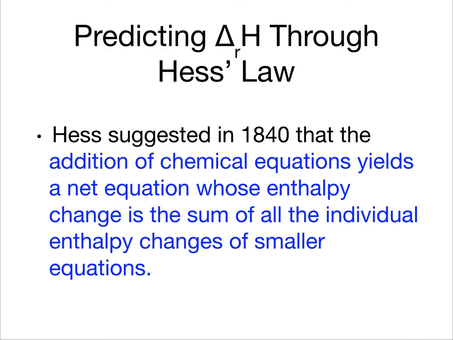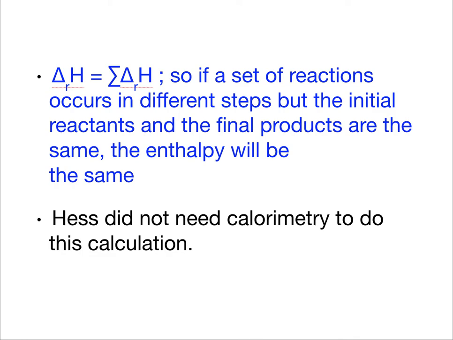as the overall reaction. The way that we write this mathematically is with delta H is equal to the sum of all the equivalent delta H's. So the set of reactions that is different steps, but the initial reactants and the final products are the same, then the enthalpies of all of those reactions combined together will also be the same.